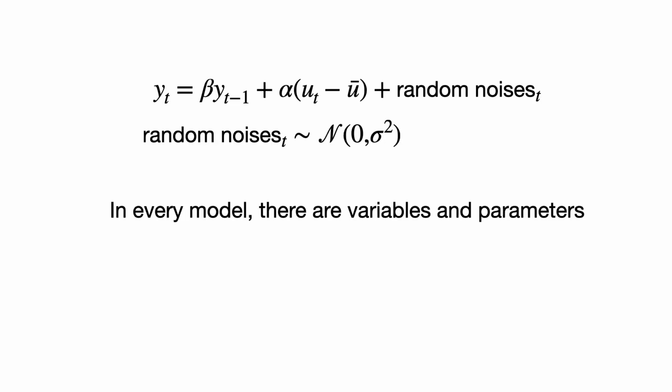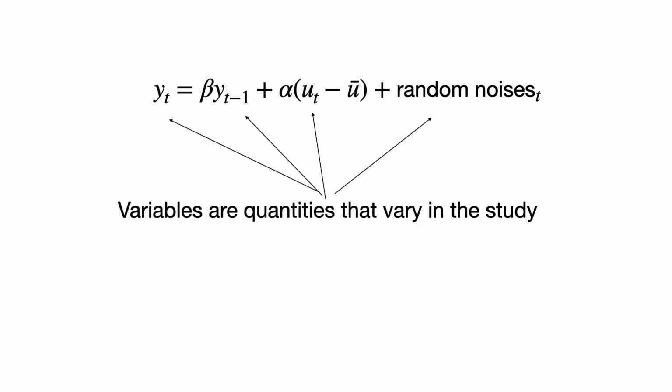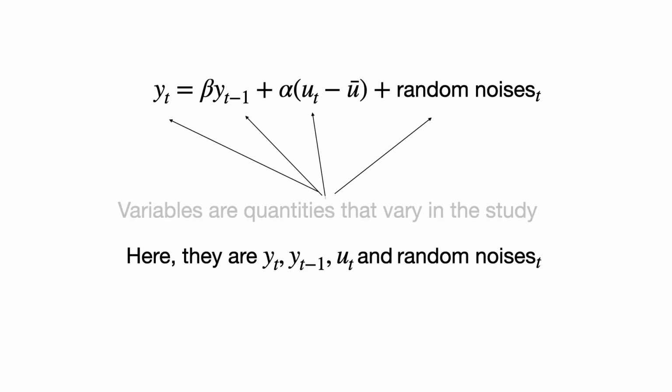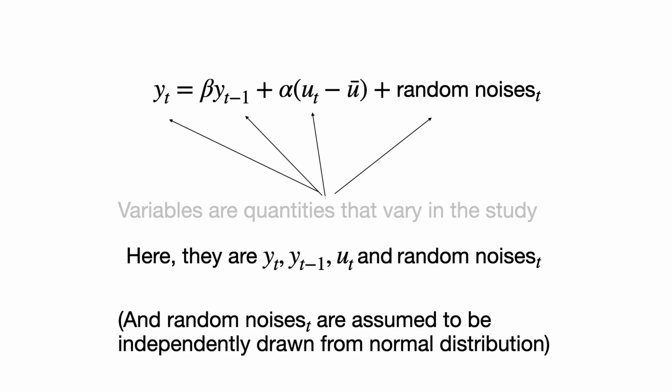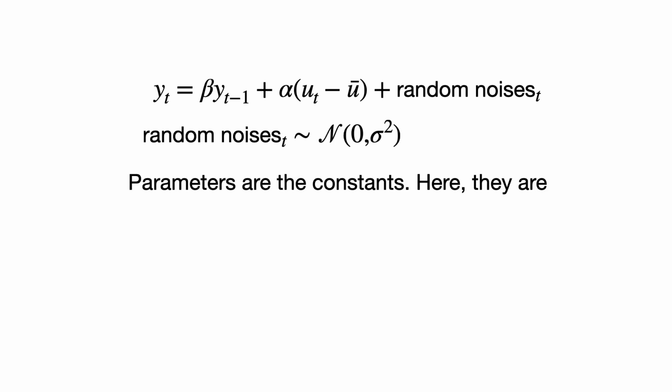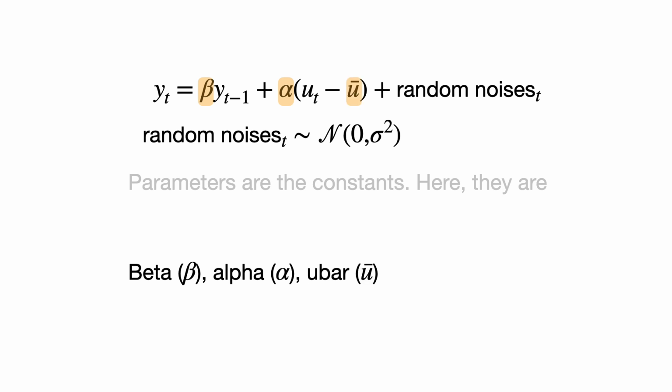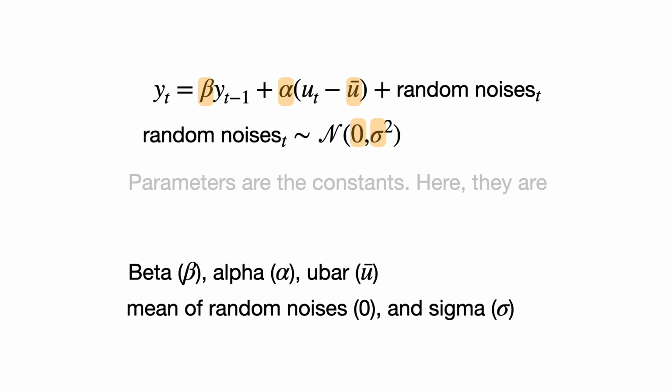In every model, there are variables and parameters. Variables are quantities that vary in the study. Here they are y_t, y_{t-1}, u_t, and random noises ε_t, and random noises are drawn independently from normal distribution. Parameters are the constants. Here they are beta, alpha, u bar, mean of random noises, which is 0, and sigma.